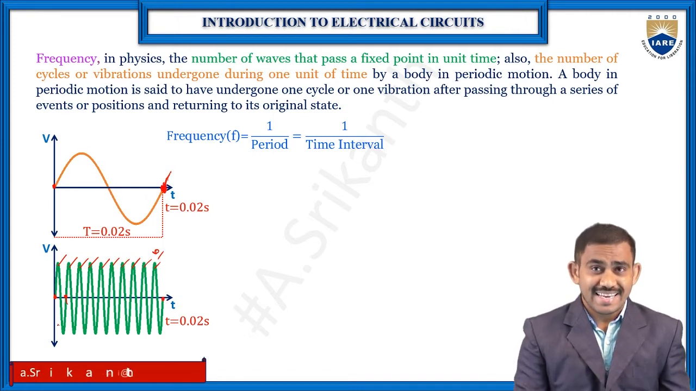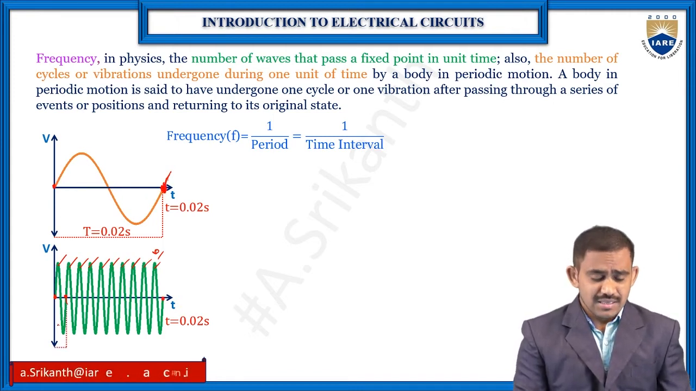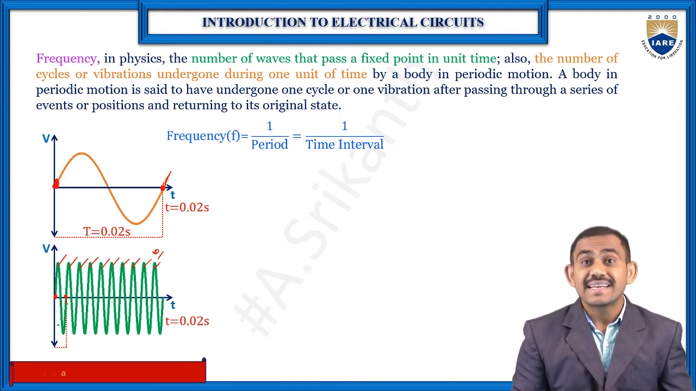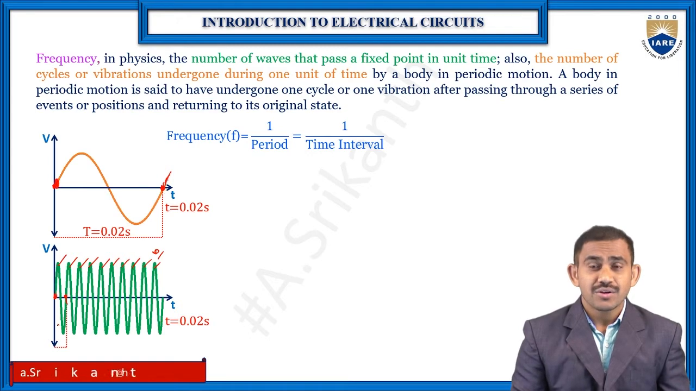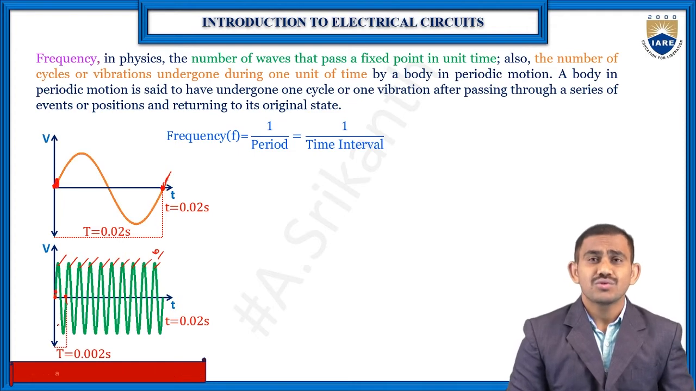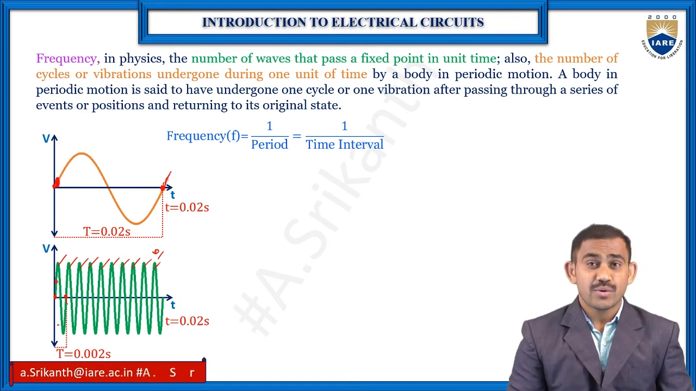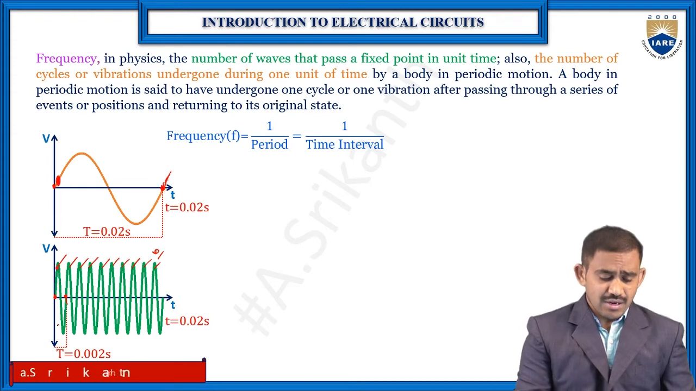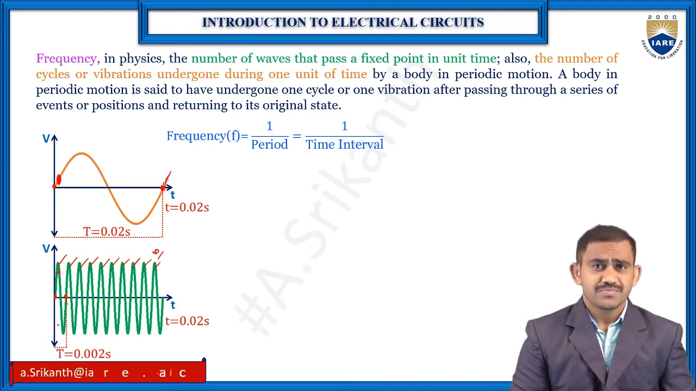For the second waveform, my time period is how much? 0.02 by 10, since we have 10 cycles in total. So for the first waveform, my time period is 0.02 seconds, and for the second waveform, my time period is 0.002 seconds. Clear? Now we have two waveforms.